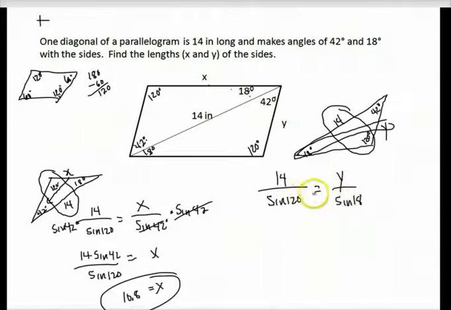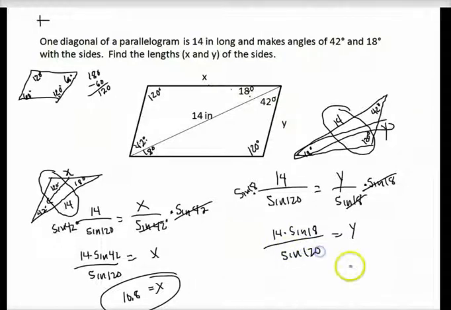Now all we have to do is solve for y. So we're going to go ahead and multiply both sides by sine 18. And we get that y is 14 times the sine of 18 divided by the sine of 120. All right, so if we calculate that, we get 4.995 and just round that to 5.